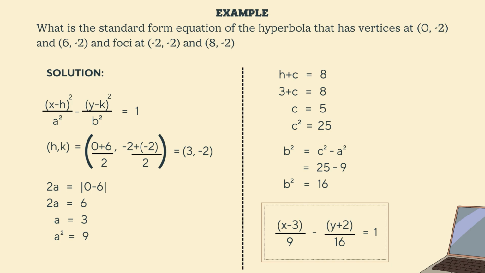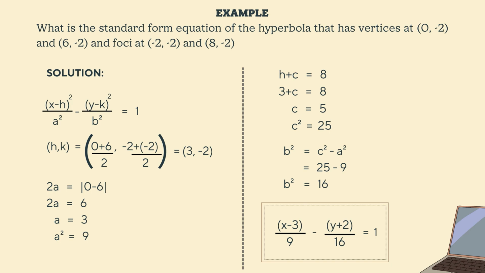Next, we will solve for our b². We will use the equation b² is equal to c² minus a². So our c is 5, our a is 3. 5² is 25. 3² is 9, so 25 minus 9 is 16, and that is our value for b².